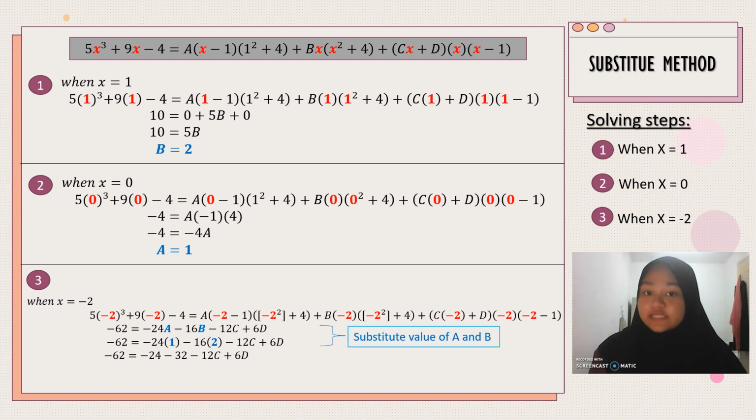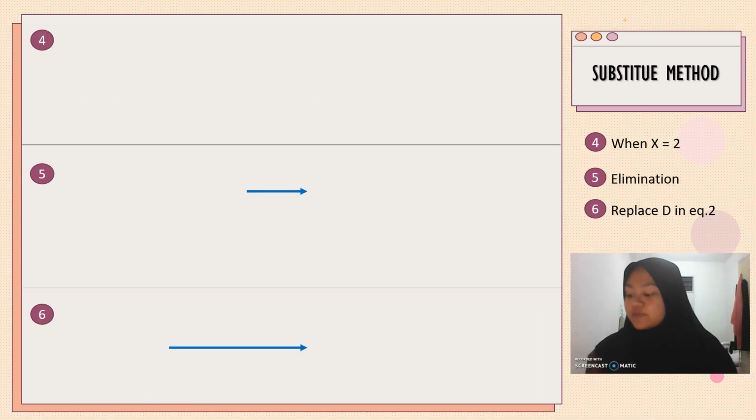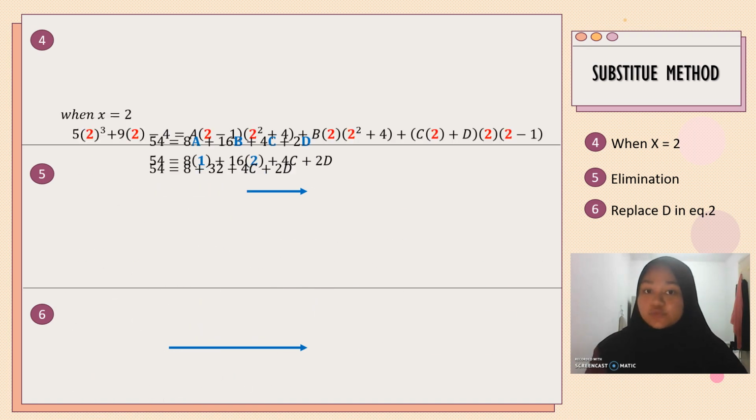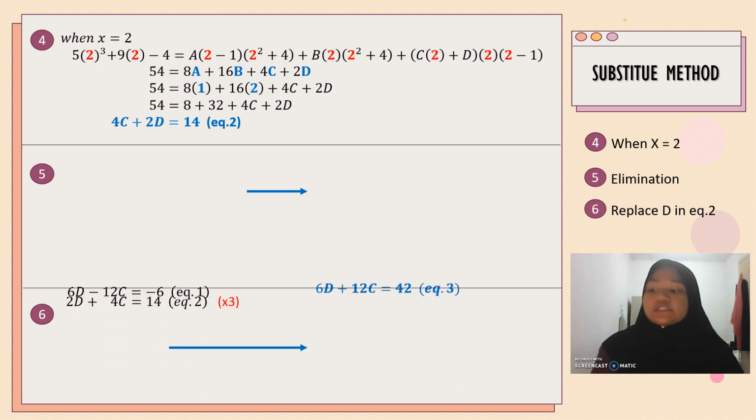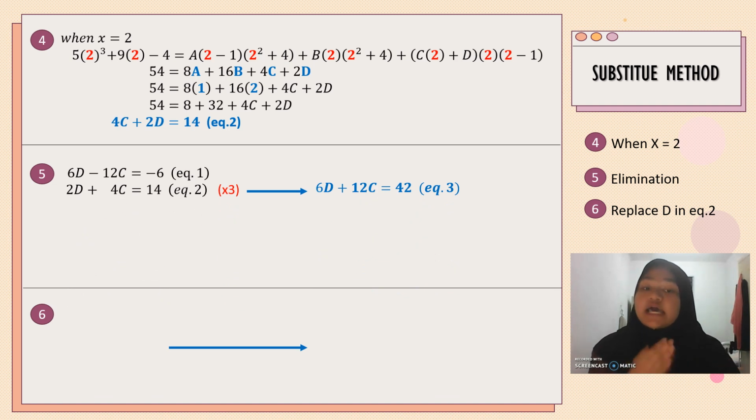the value of d and c here, but we got the equation number 1 here. Same goes when x is equal to 2, we will get the equation number 2. So when we got both equations, we can use the elimination method to get the value of d and also c.